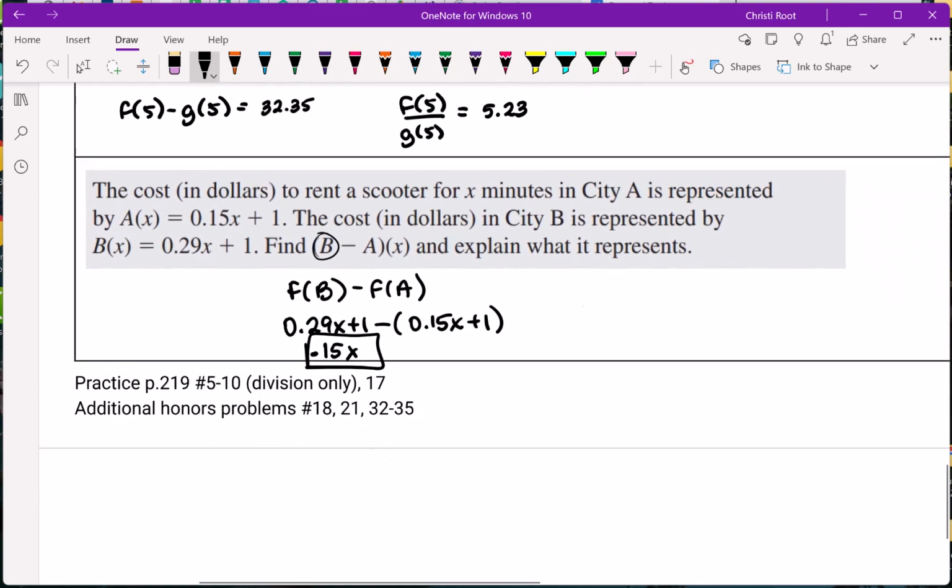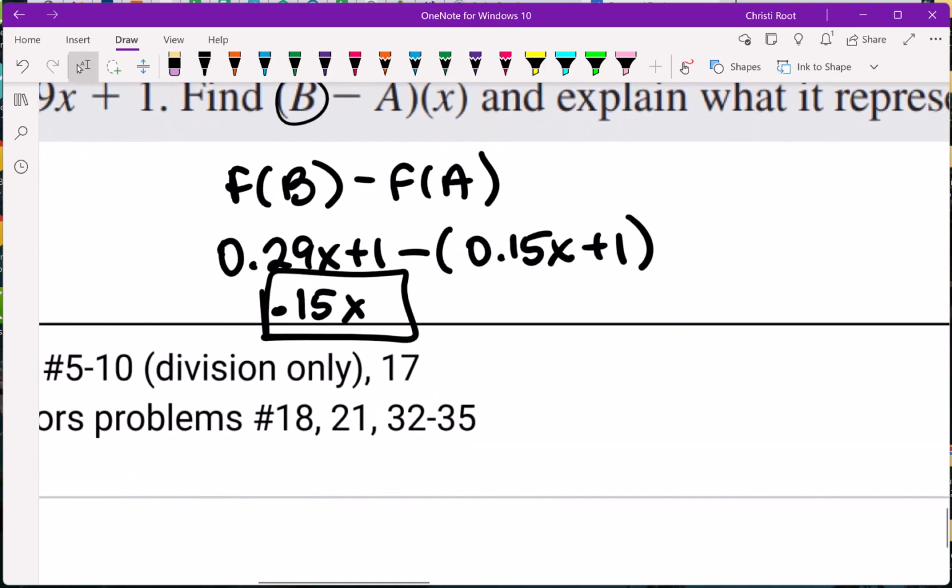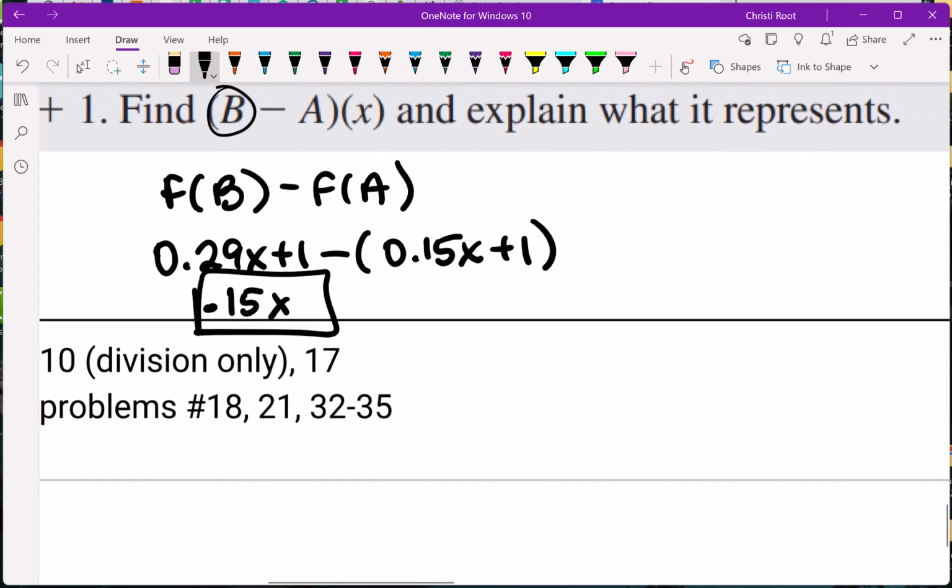So what does this actually mean? This is actually the cost of renting a scooter for x minutes. If you look at this right here, you have so many minutes, and the difference between the two cities is 0.15. So what I would think it means is that city B, because that one was first, is going to be 15 cents more expensive to rent the scooter per minute than city A.